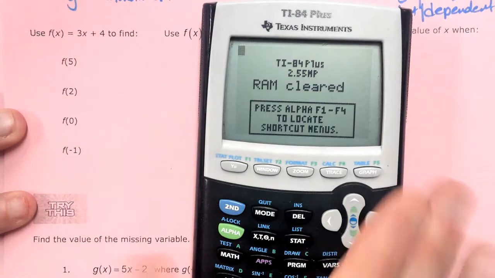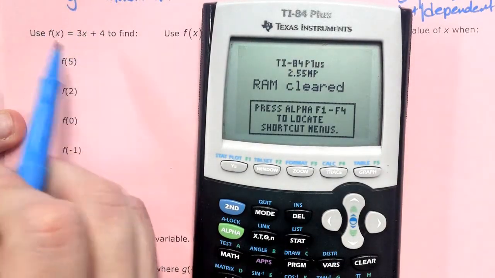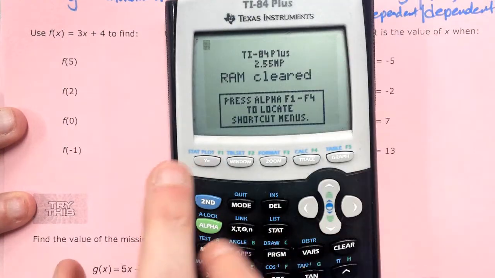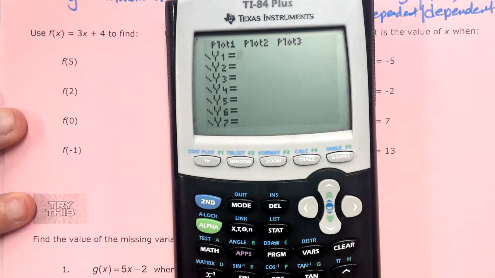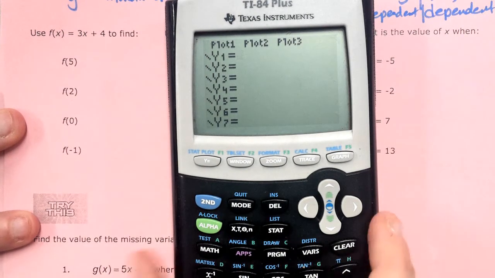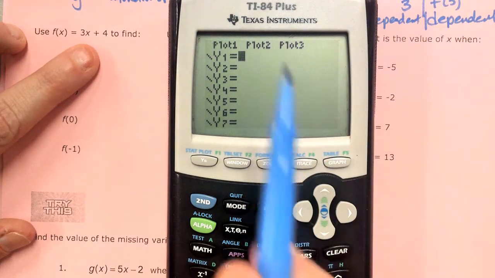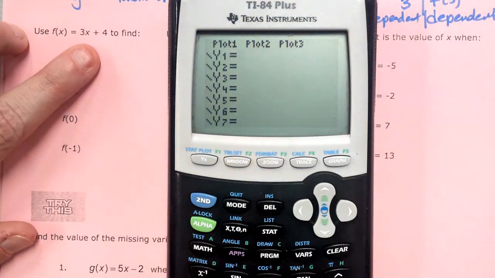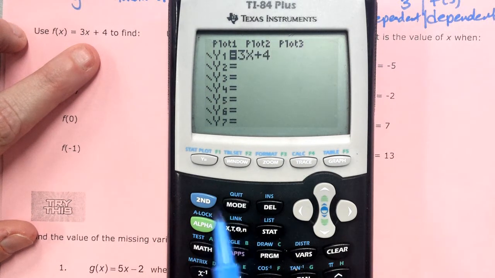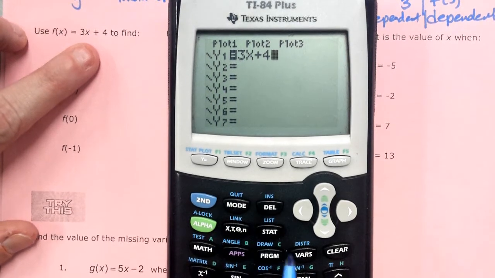Okay, so anytime we want to enter an equation and look at its list of values, we always go to y equals. Whether it's f of x equals or not, we go to y equals. In y1, we're going to put the equation. Later on, we'll start using more than one row, but for today, we're using just one. 3x plus 4. Remember, for x, I'm going to use this X,T,theta,n button right here. That's my input button. Okay?